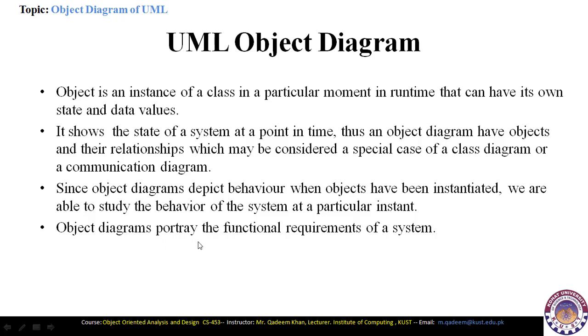So the object diagram portrays the functional requirements of the system. All the object diagrams give us the functionality of the system, which is the requirement specification of the project.